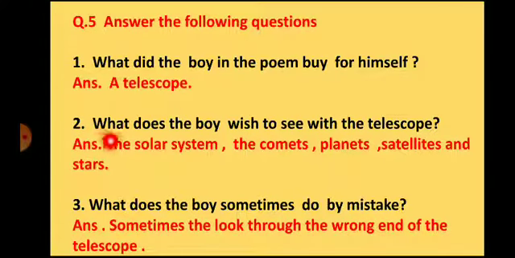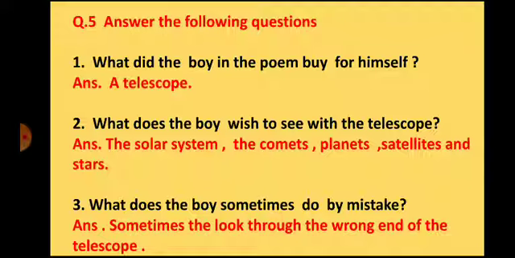Question number 2. What does the boy wish to see with the telescope? So, what he wanted to see with the telescope? So, the solar system, the comets, planets, satellites and the stars. So, these are the things which he wants to see with the telescope.